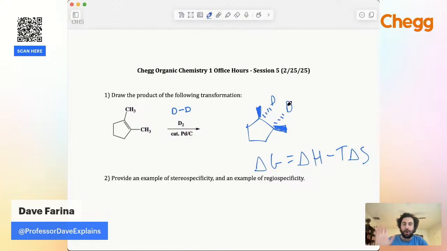The dashes are pointing away from us. They're farther away from us than the screen. So there's a little bit of spatial reasoning. You kind of have to be able to visualize that. This is not flat. We use wedges and dashes to depict a three-dimensional molecule on a two-dimensional surface. So over time, that becomes intuitive. When I look at this, I see the 3D, and that just takes some practice.